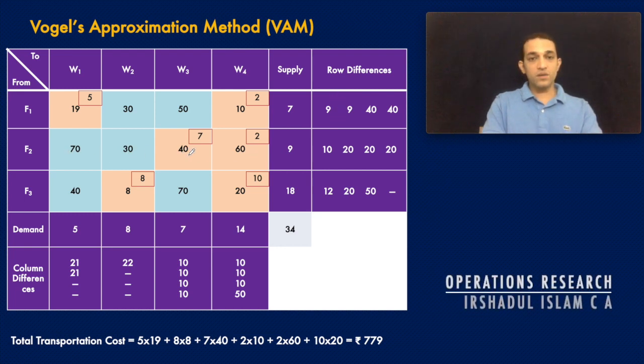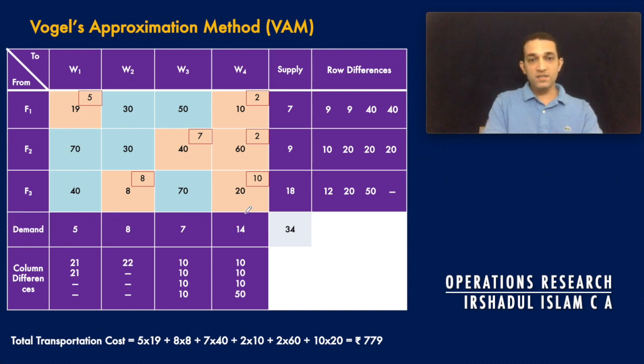Similarly, in the second row the minimum value is 30 and the next highest value is 40, so the difference is 10. That is the penalty. In the third row, the least cost is 8 and the next highest cost is 20, so the difference is 20 minus 8, which is 12. This is the row wise penalty. The same way we will calculate the column wise penalty also.